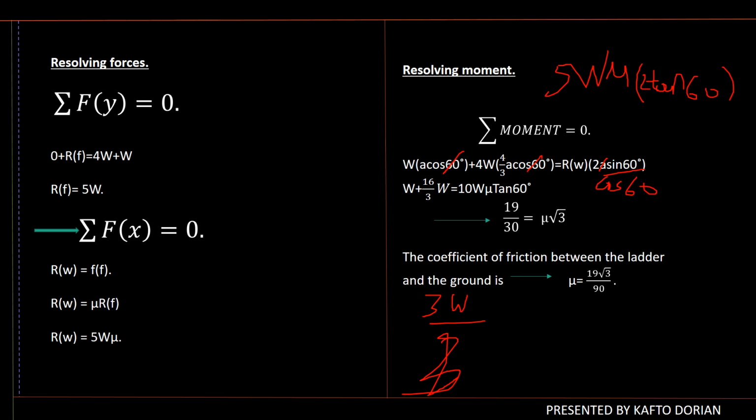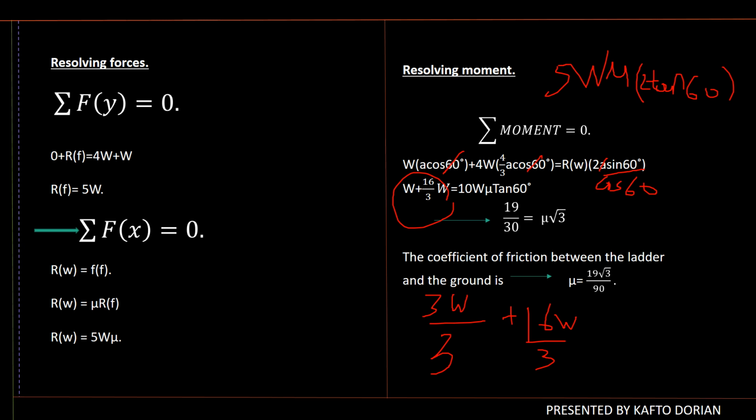Yeah, let me write it as 3W on 3 plus 16W on 3. So this is just the same as this one, because if I simplify the 3, it will still give us back this one. So you can simplify as you like. It's just that I want to do it faster.